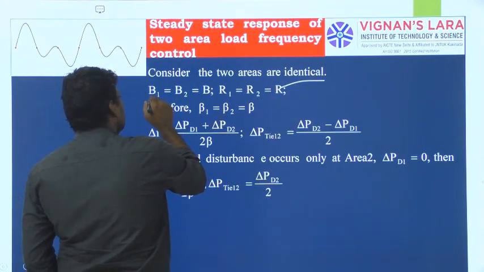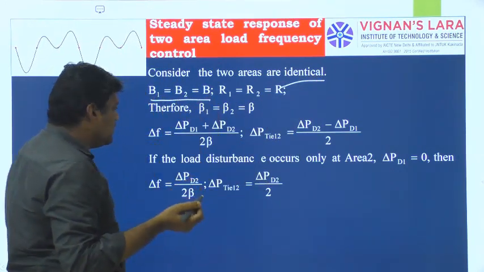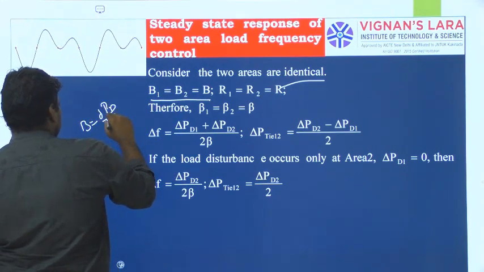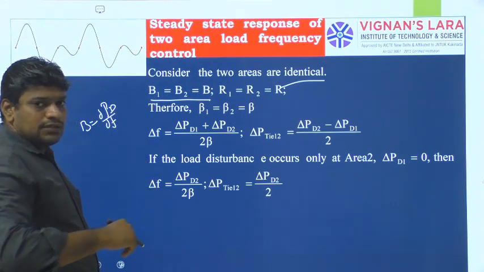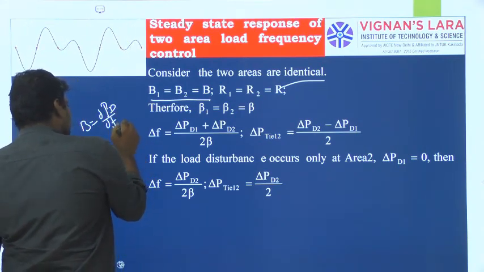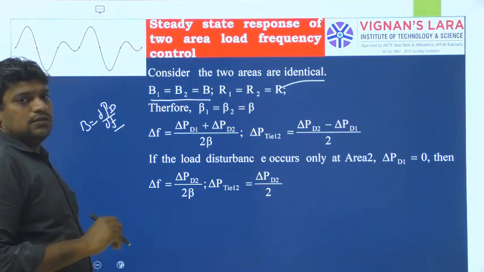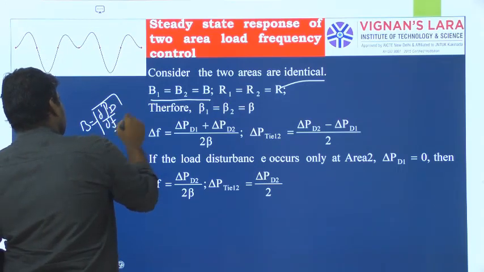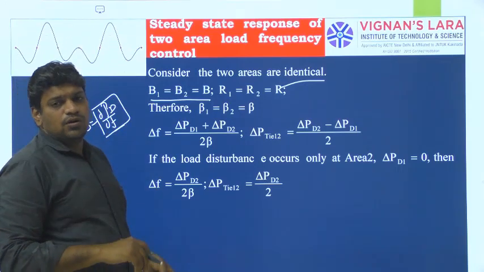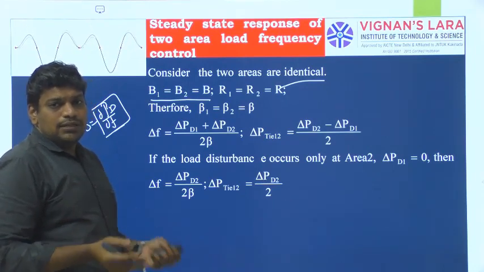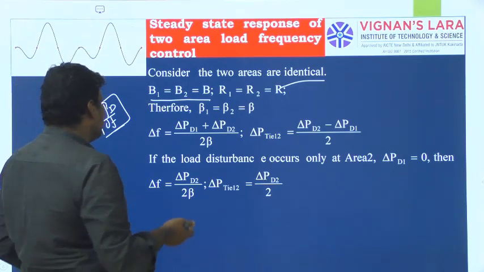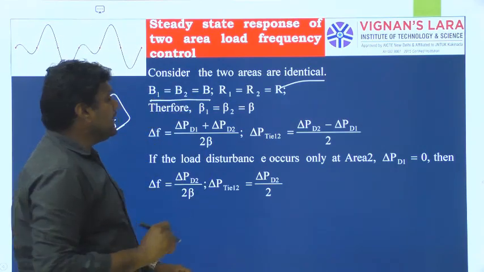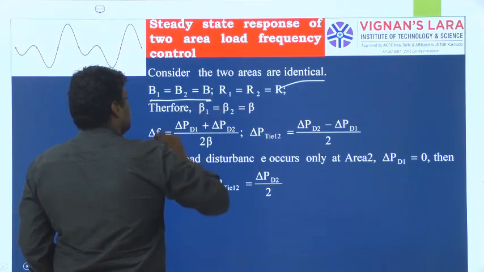So identical areas means B1 is equal to B2 is equal to B. So B means we know, rho P_D by rho F, the change of motor loads with respect to change in frequency. If I consider both the areas identical, the change in loads will be the same in both the areas. The change in motor loads with respect to frequency in both areas is considered to be same. So that's why you can represent B1 is equal to B2, both same for both areas. That will be replaced with B.